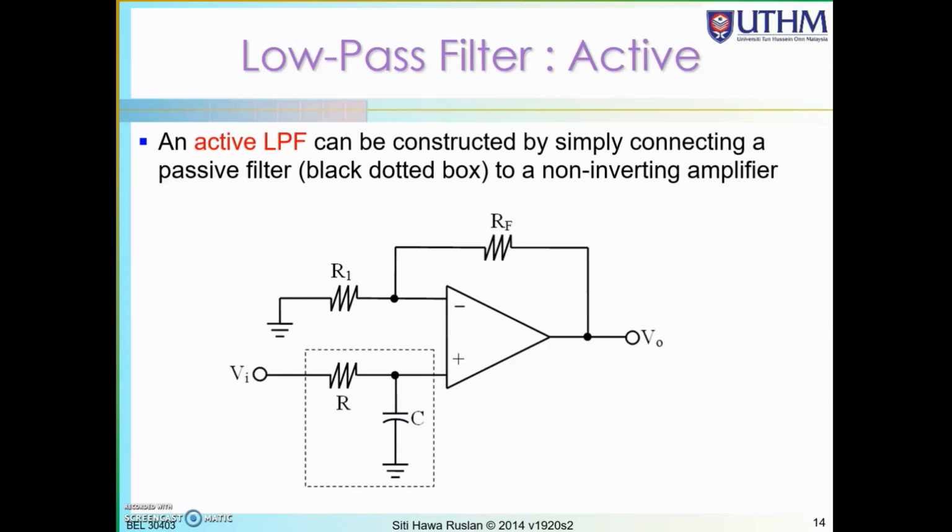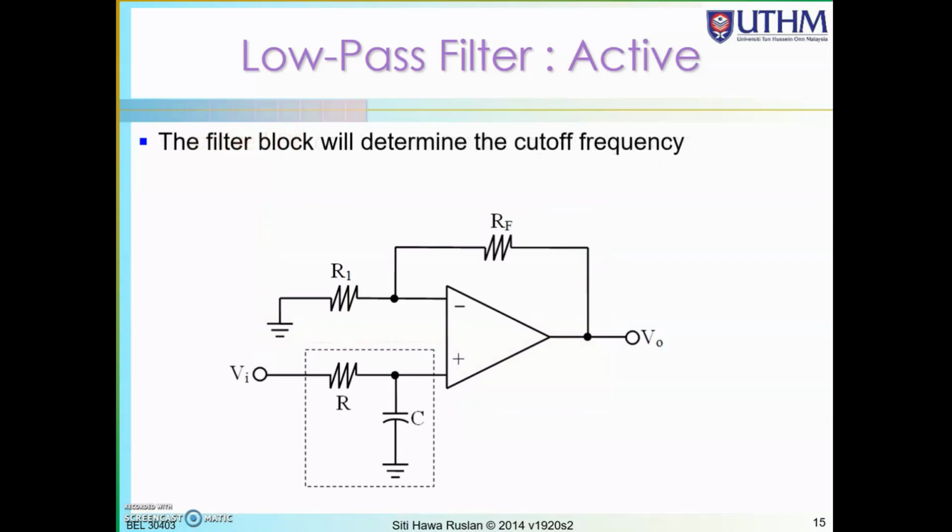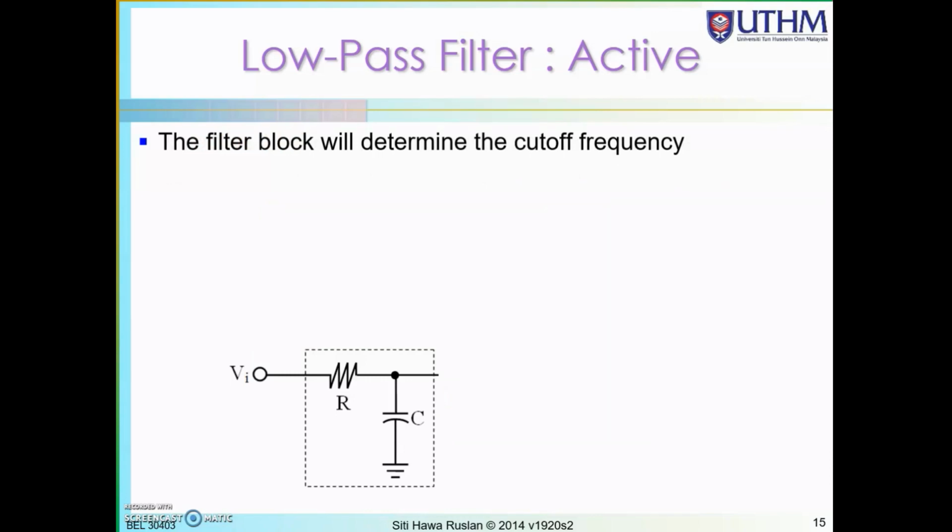All this while, what I have talked about is the passive filter. Now we move on to the active filter. For the active filter, just now we only had the RC, which is the passive filter. Now you add on another circuit, which is a non-inverting amplifier using an op-amp. The red block is the non-inverting amplifier, and in order to determine the cutoff frequency, you have to find the transfer function.